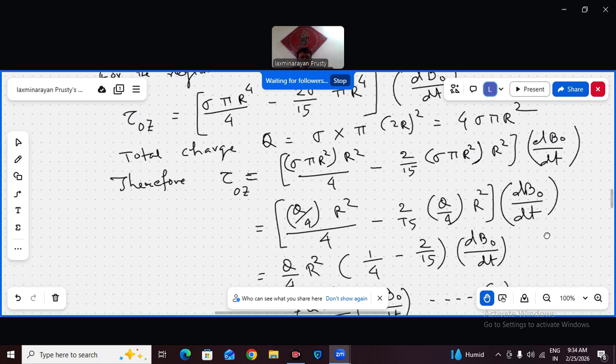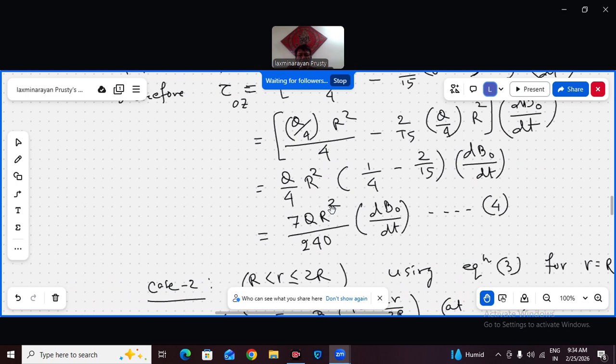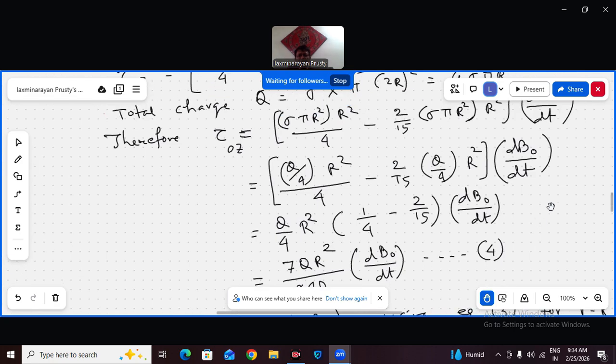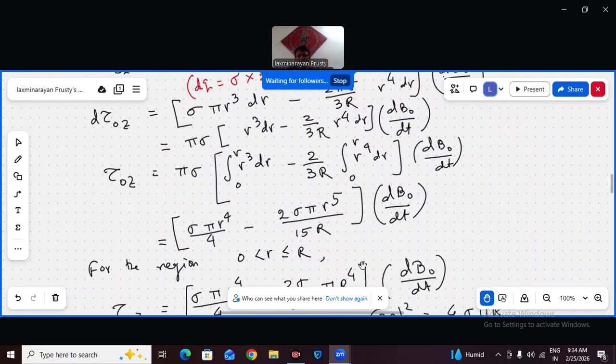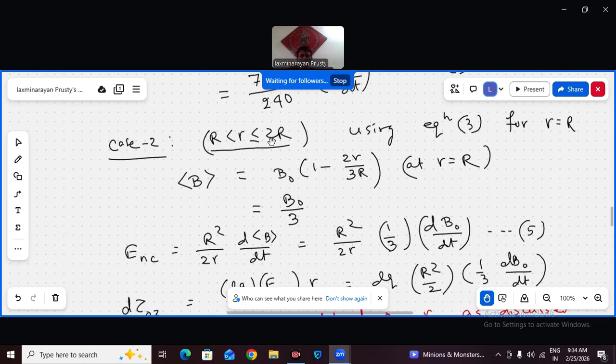dB naught by dt. Then Q by 4 R square you take outside. So 1 by 4 minus 2 by 15, right? Q by 4 R square taken out, (1 by 4 minus 2 by 15) into dB naught by dt. That is nothing but 7 Q R square by 240 into dB naught by dt. This is the torque in which region? 0 to capital R. Then we go to case 2, R to 2R region.